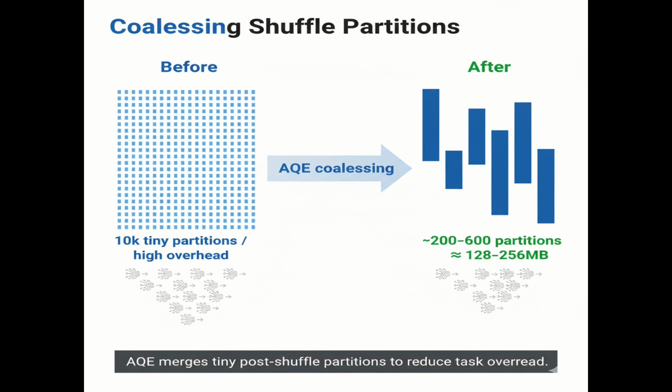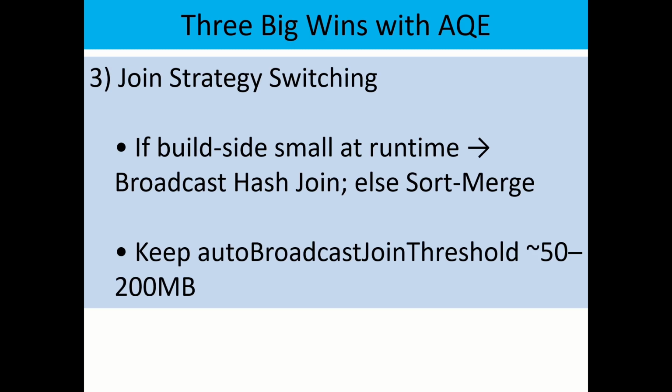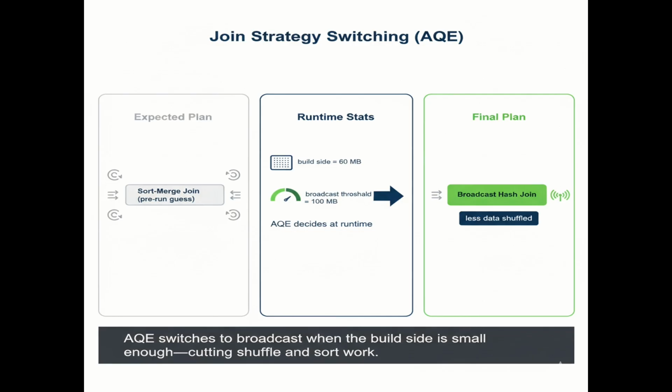Okay, moving on. Another way, and very important, is join strategy switching. If the build side is small at runtime, use broadcast hash join, else sort merge. Keep the auto broadcast join threshold at 50 to 200 MB. So let's discuss what this is.